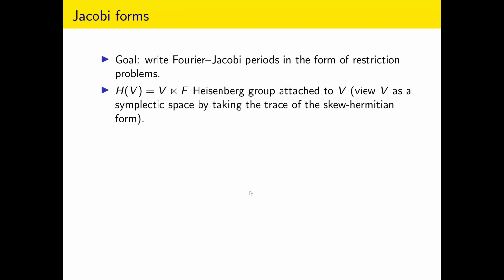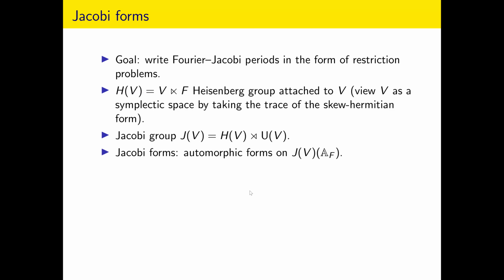So first we have the Heisenberg group attached to V, which is just V semi-direct product with F, and F here is the base field, and that plays the role of the center. So we should view this V as a symplectic space. It's the same space, but we have a symplectic form, which is the trace of that form, a skew Hermitian form. And we have the Jacobi group, which is essentially the semi-direct product of the Heisenberg group with the unitary group itself. And the Jacobi form is an automorphic form on this Jacobi group.